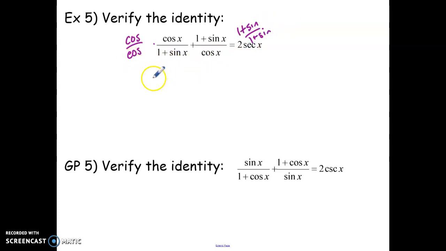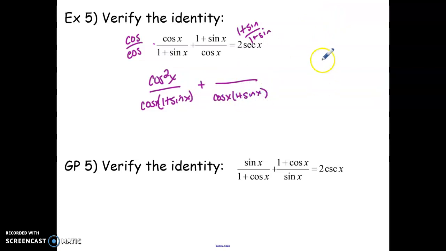So when I do that, I end up with cosine squared of x over cosine times 1 plus sine of x. Let's do the next one there. And then on the right side, I end up with the same denominator. And I'm not going to distribute because I'm hoping to cancel some stuff. But on the top, I do need to distribute. So if I do 1 times 1, 1 times sine, 1 times sine, and then sine times sine, which is sine squared, I end up with a common denominator, and I can simplify.